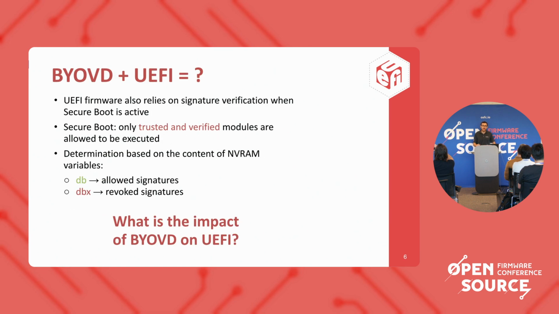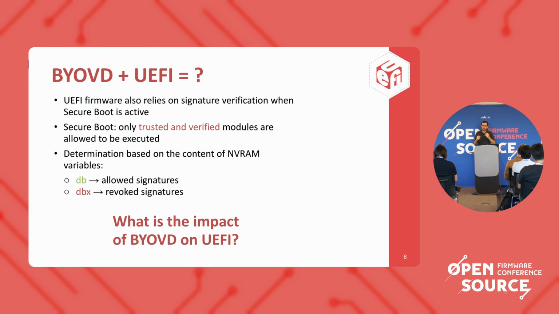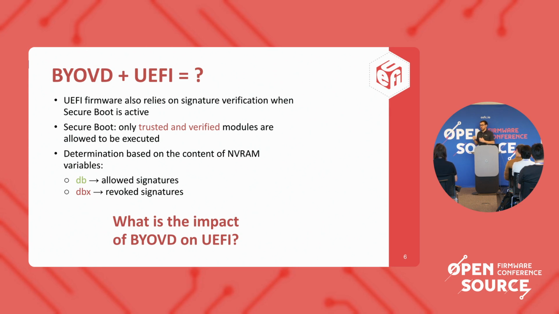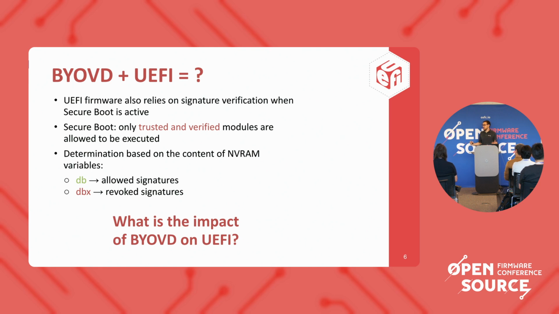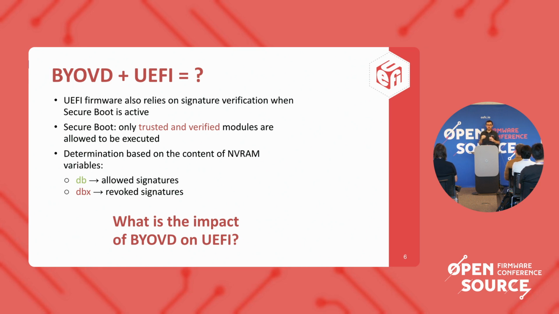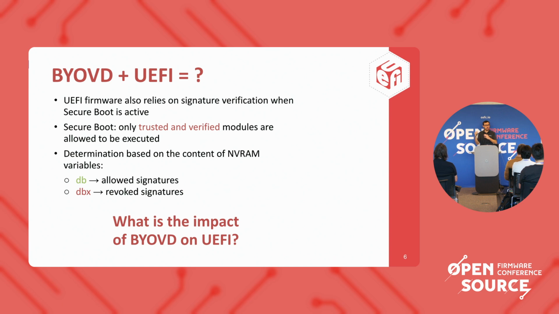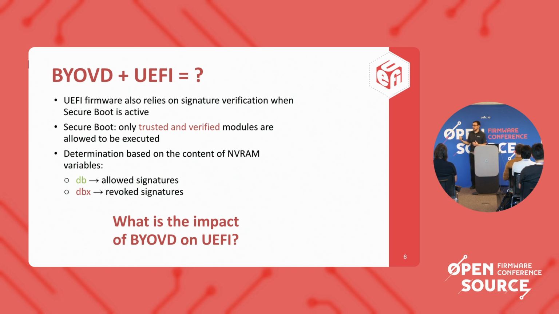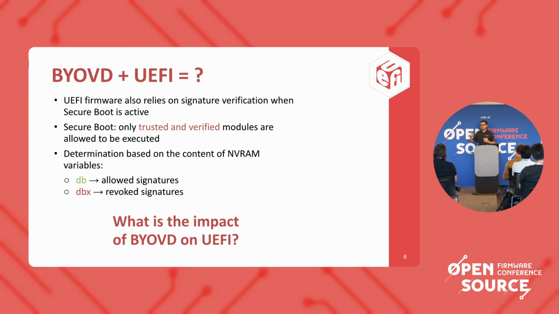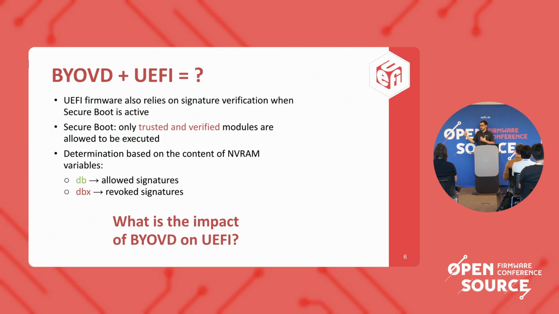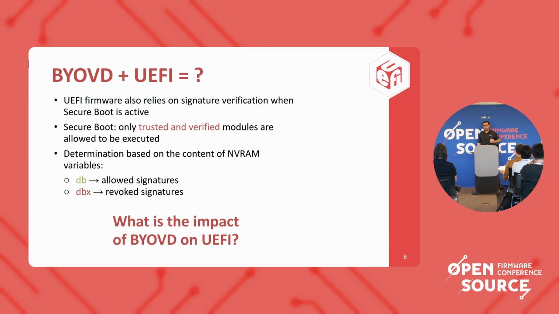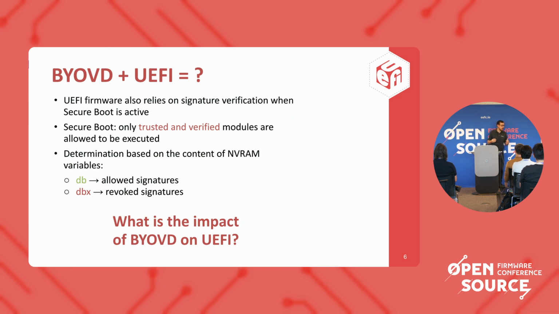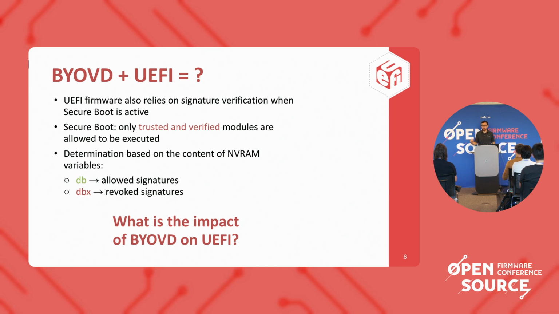Well, it turns out that UEFI has a similar signature verification system, and that's called Secure Boot. At the end of the DXE phase, the BDS phase starts, and the UEFI boot manager, when Secure Boot is enabled, will verify if the bootloader is trusted and verified. This determination is based on the content of two NVRAM variables, DB and DBX. DB contains everything which is trusted and allowed. DBX contains instead what's revoked and what is not trusted.